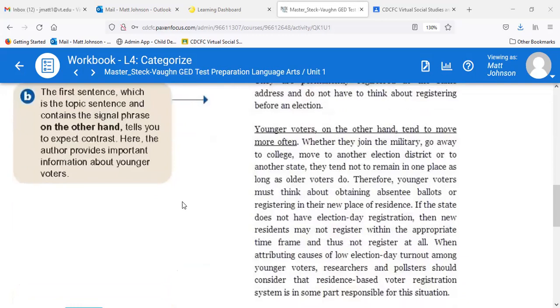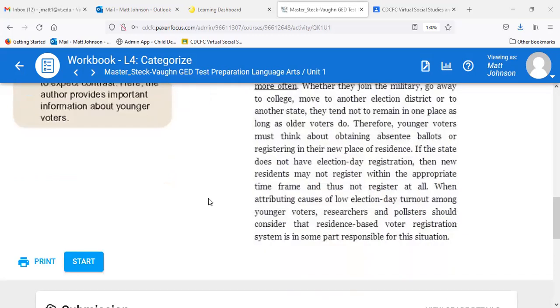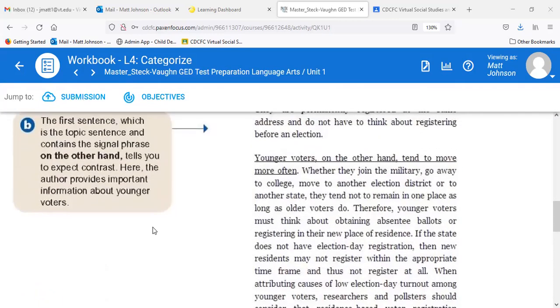Therefore, younger voters must think about obtaining absentee ballots or registering in their new place of residence. If the state does not have election day registration, then new residents may not register within the appropriate time frame, and thus not register at all. When attributing causes of low election day turnout among younger voters, researchers and pollsters should consider that residence-based voter registration systems are in some part responsible for the situation.